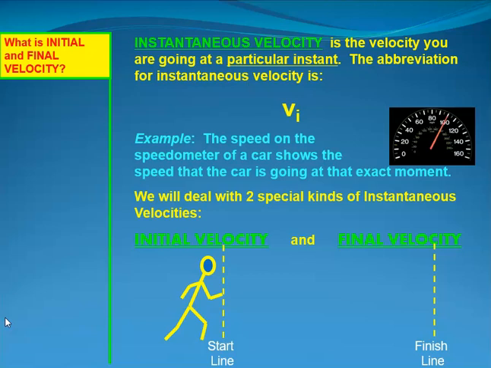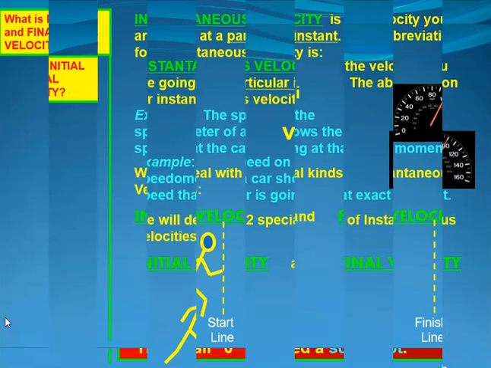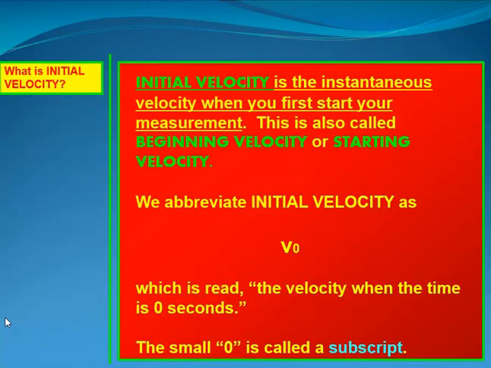Initial velocity, that's the velocity at the start of your physics problem. And then a final velocity, that's the velocity at the end of the physics problem. So initial velocity is the instantaneous velocity when you first start your measurement. This is also called beginning or starting velocity. We will abbreviate initial velocity as V subscript 0, which is read the velocity when the time is 0 seconds. The small 0 is called a subscript.